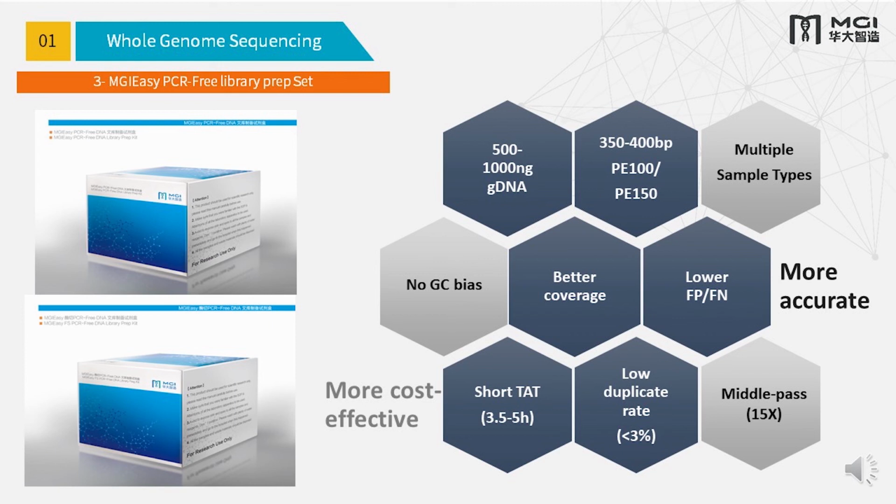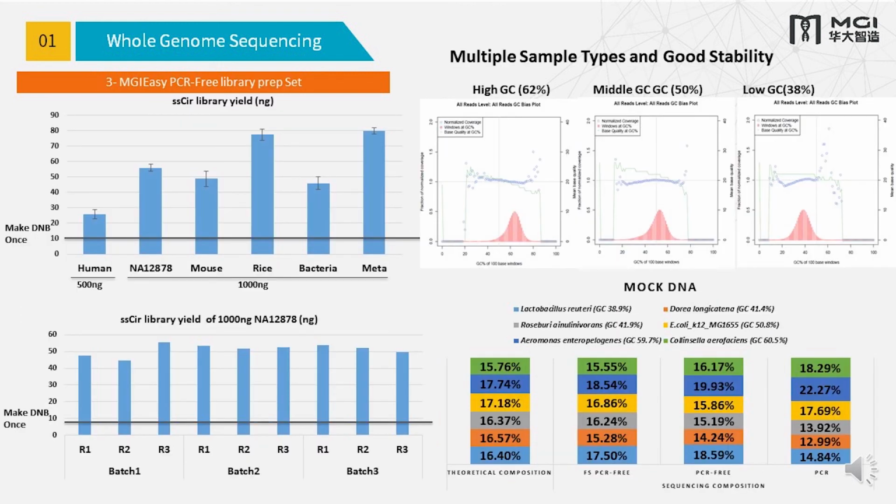And this is for the PCR-free library kit. You can see here multiple species: human, the representative DNA, mouse, rice, bacterial, and meta. This is for the representative DNA. You can see we have a very stable yield after library preparation.